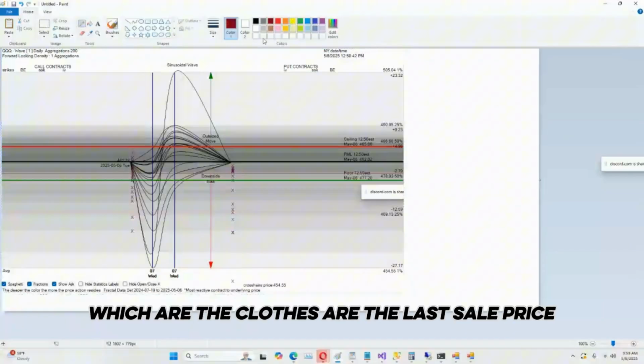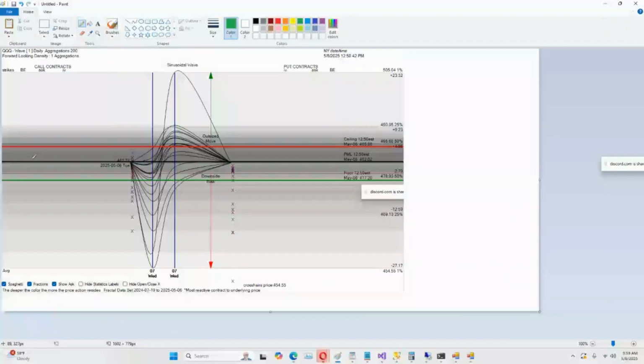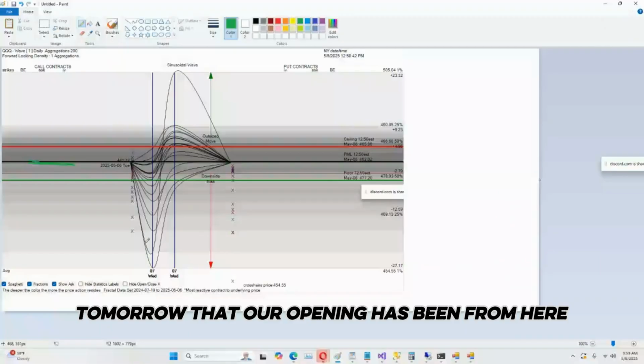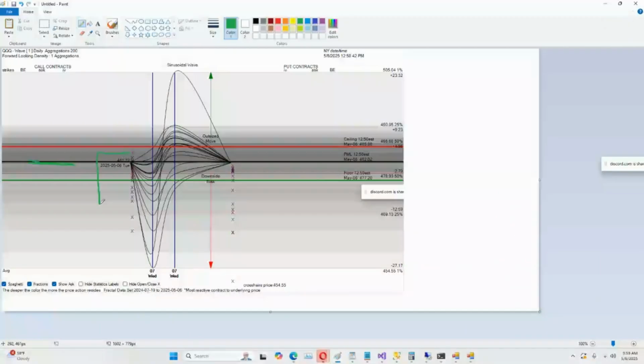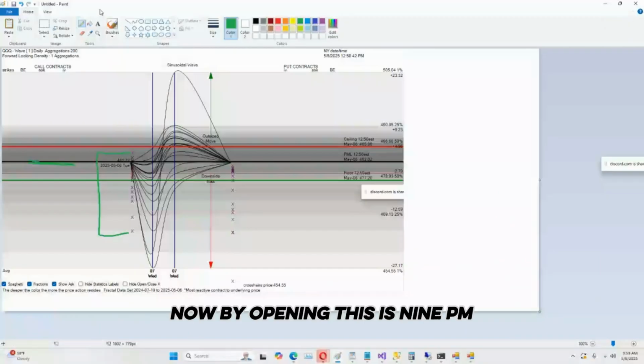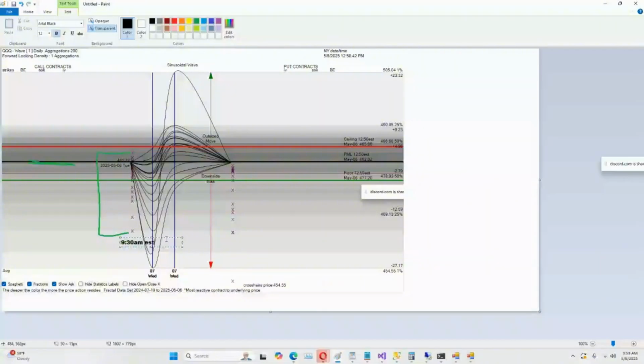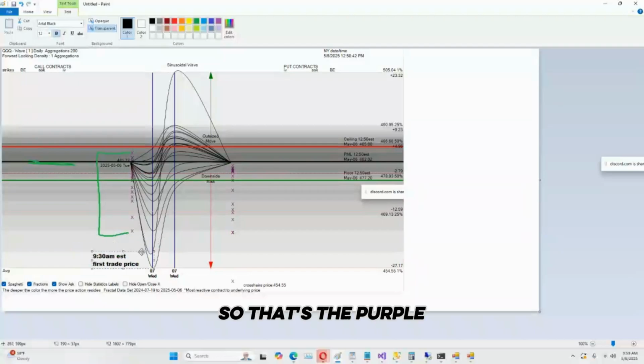So here's our ring, which represents the close or the last sell price right here. Same for Wednesday tomorrow, that our opening has been from here. And what by opening, this is 9 p.m. So first trade price. So that's the purple.